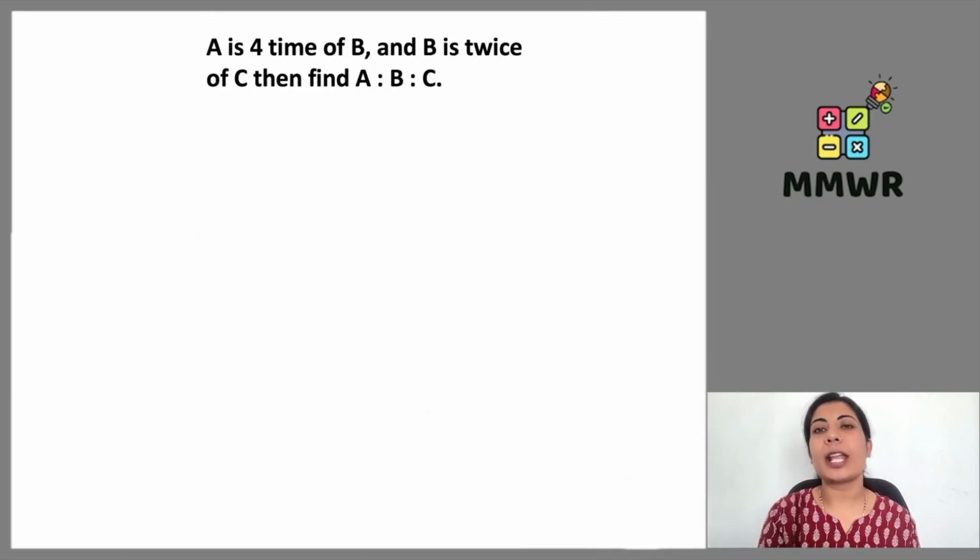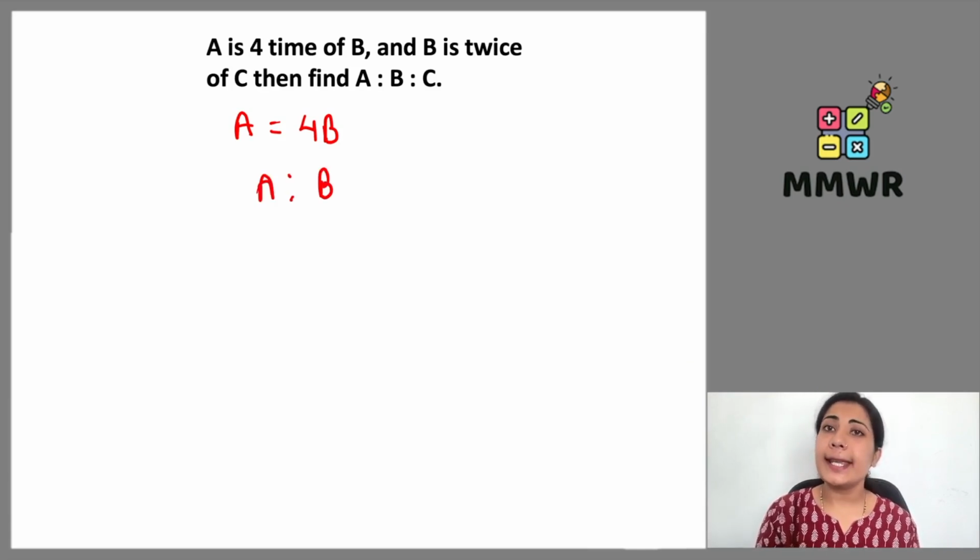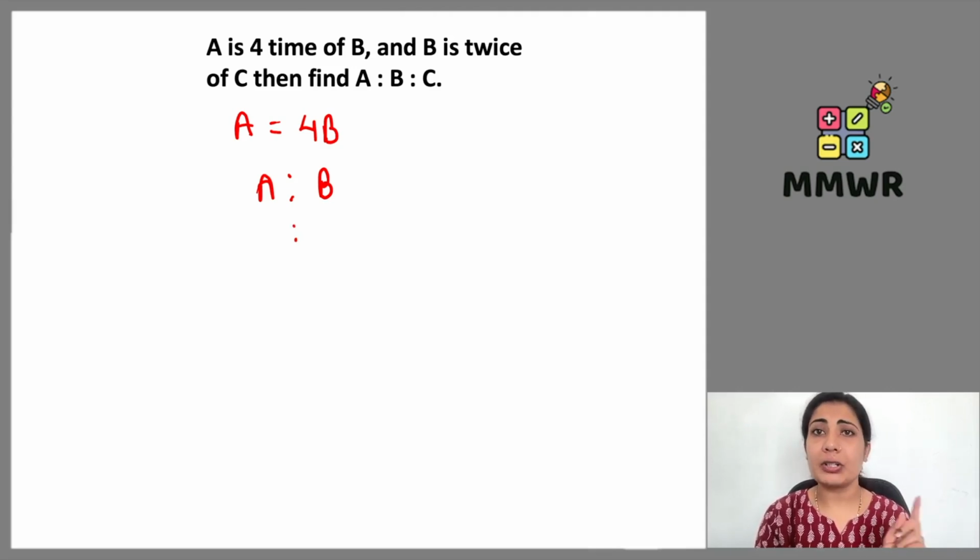Now A is 4 times of B. For this question also we have two different ways to simplify. First of all, we will be writing it this way: A is 4 times of B, or we can directly write it in the form of a ratio. So it is a ratio, which means we can consider any number in place of the relation which is given.